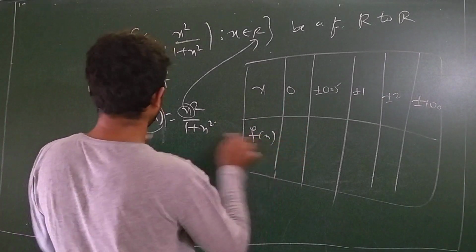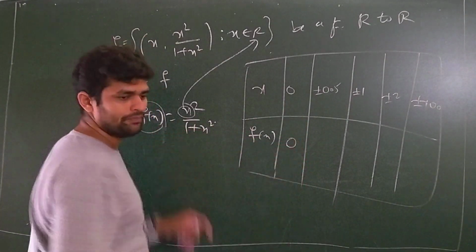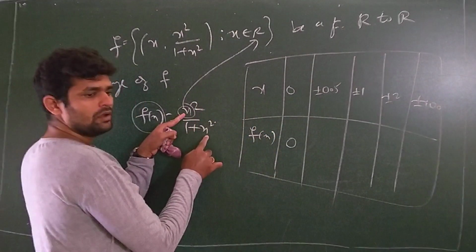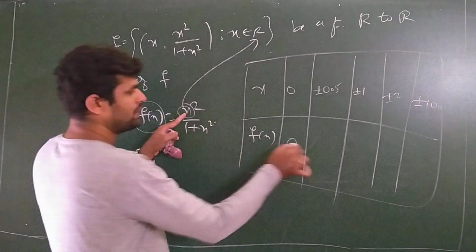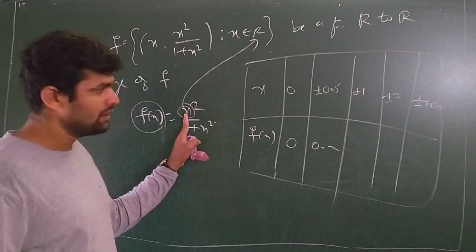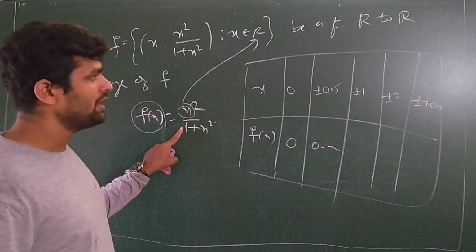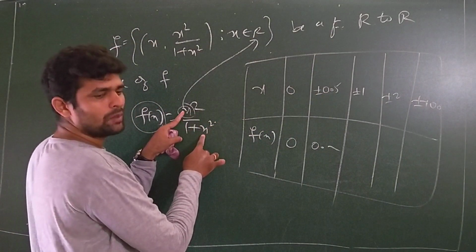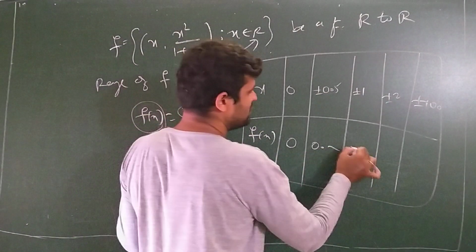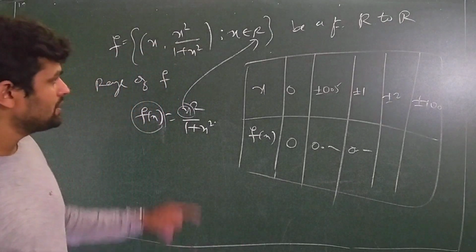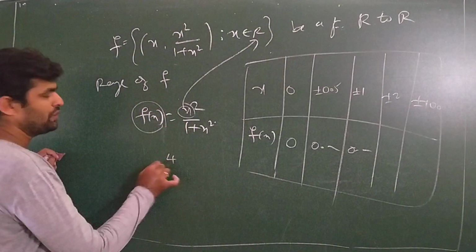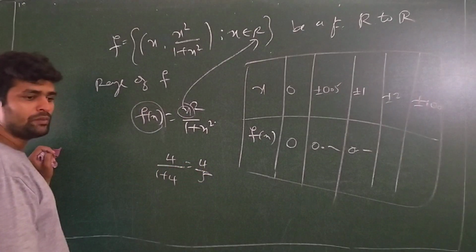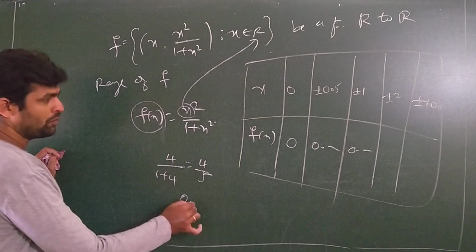If I take 0 here, this is 0. Then next, if I take 0.5 here, 0.5 square, you will get less than 1, point something. Then if I replace x is equal to 1, 1 divided by 1 plus 1, 1 by 2, so 0.5. Then plus or minus 2, 4 divided by 1 plus 4, 4 divided by 5, correct? 0.8 something you will get.